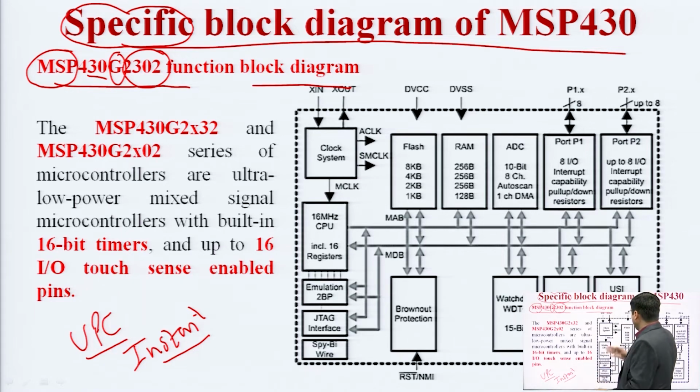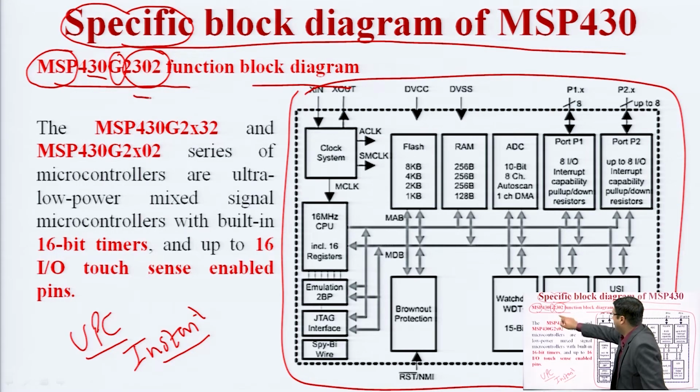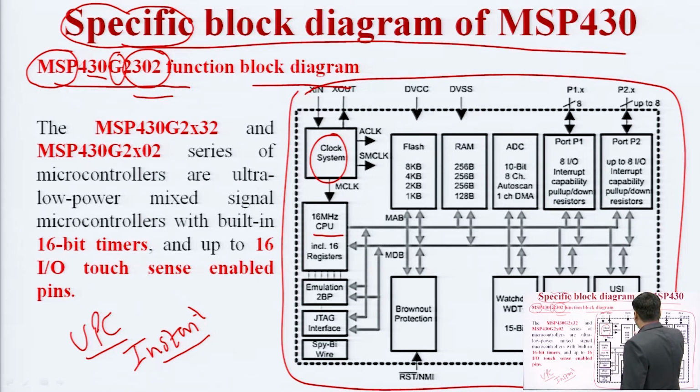As you see in the figure, this is the specific block diagram of the MSP 430 G2302. Here you can see the various blocks, right from the intelligent clock system, the 16 MHz CPU and JTAG emulation. All the blocks are connected through common buses. There are two types of buses, the memory address bus (MAB) and the memory data bus (MDB). All the blocks share common signals and are interconnected with each other.